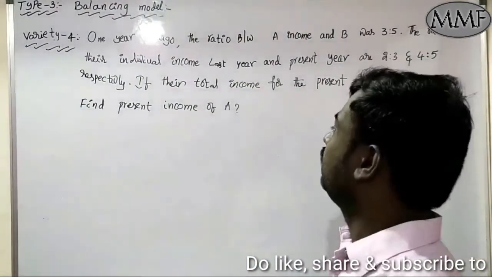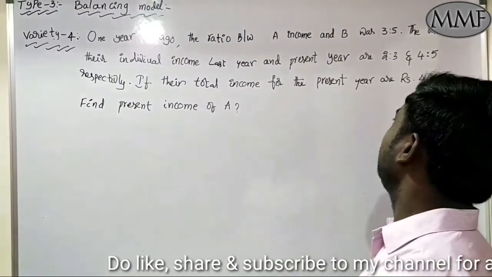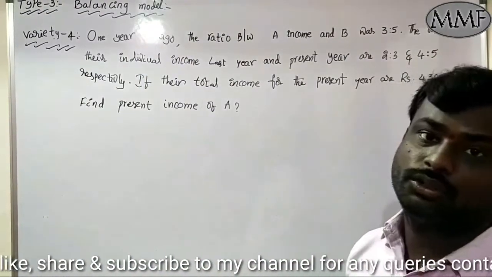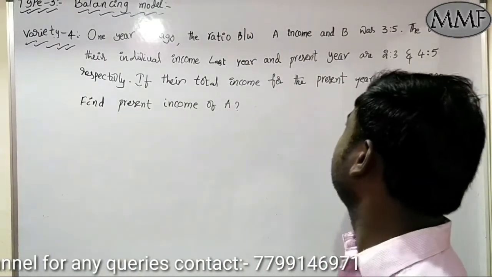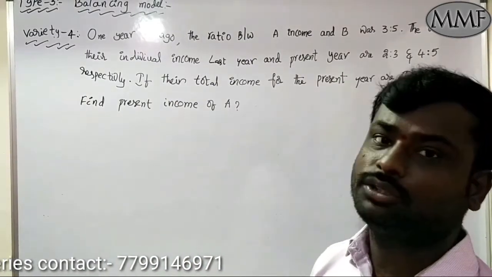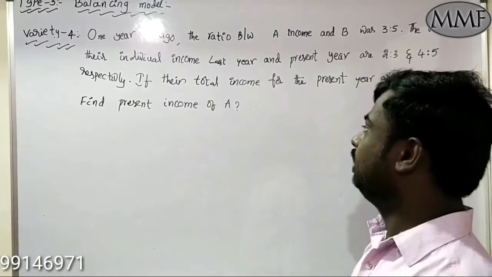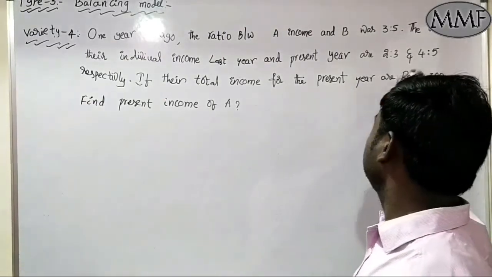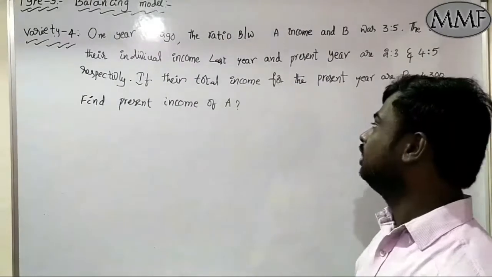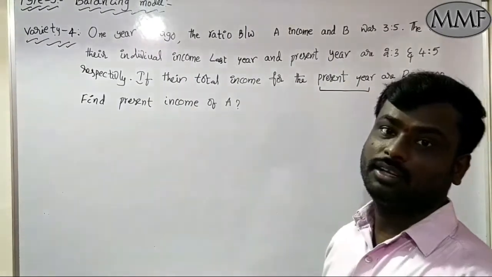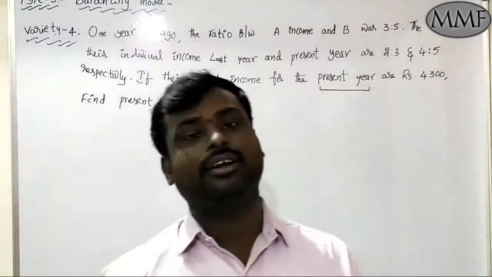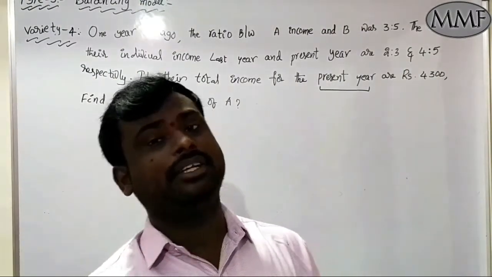Now let's see. One year ago, the ratio between A's income and B's income was 3:5. The ratio of their individual incomes last year and present year is 2:3 and 4:5 respectively. If their total income for the present year is 4,300. Here the income is given for the present year, and ratios are given for the previous year and their previous year ratios.